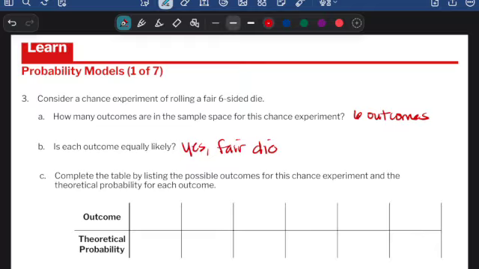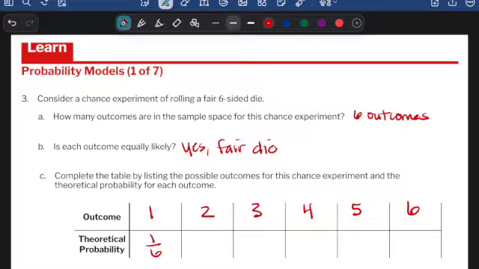Part C, complete the table by listing the possible outcomes for this chance experiment. So we could roll a 1, we could roll a 2, we could roll a 3, we could roll a 4, we could roll a 5, or we could roll a 6. These are our outcomes. What's the theoretical probability? What is the expected relative frequency of rolling a 1?